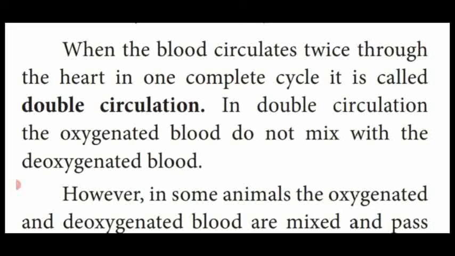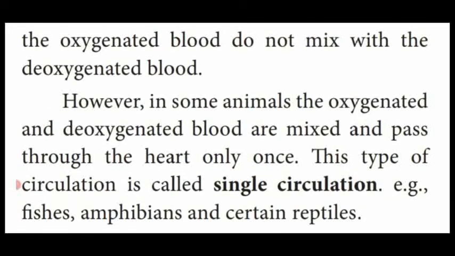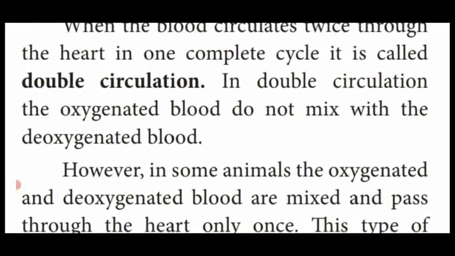At the time of double circulation, the oxygenated blood does not mix with the deoxygenated blood. But in some animals, the oxygenated blood and the deoxygenated blood are mixed together and pass through the heart only once. In some other animals, the blood circulation takes place 2 times through the heart without mixing the oxygenated and deoxygenated blood in one complete cycle. That is known as double circulation.